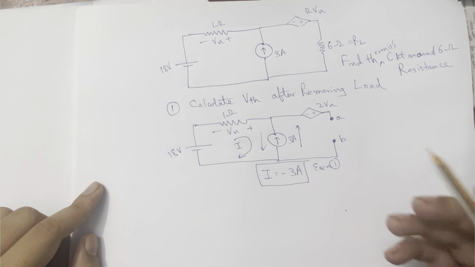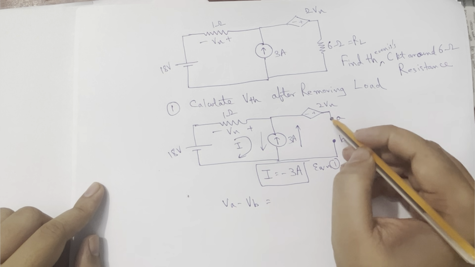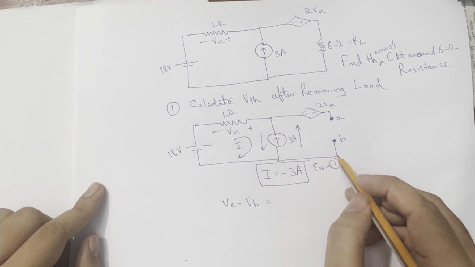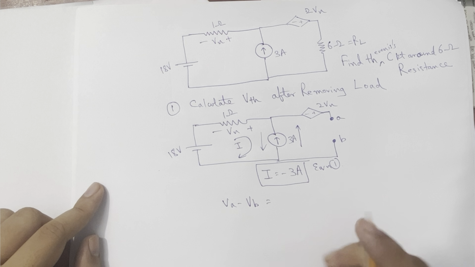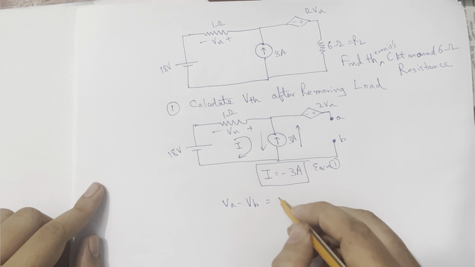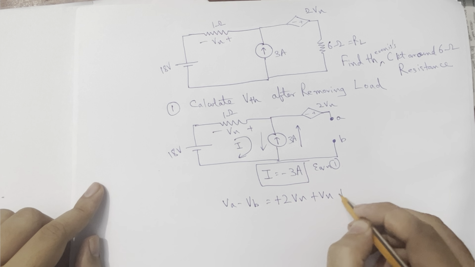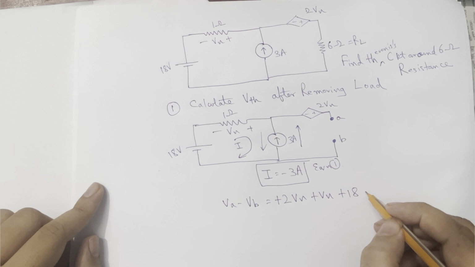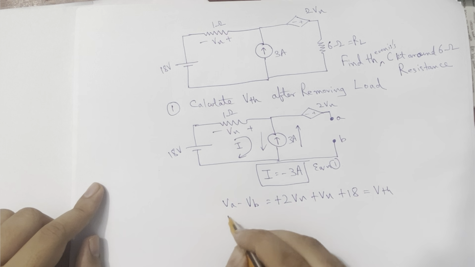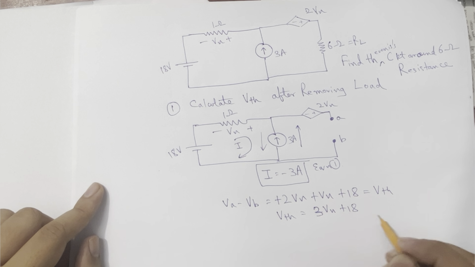Now write a KVL equation. I want VA minus VB. Let's start from this point and come again back to this point, so we will know what is VA minus VB. I start from this and write the KVL equation: plus of 2 Vx, again plus of Vx, plus of 18 equal to V Thevenin. VA minus VB is the only VTH. So VTH is nothing but 2 Vx plus Vx, 3 Vx plus 18 equal to V Thevenin.